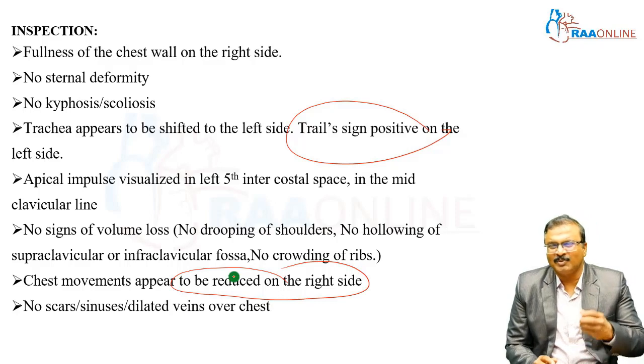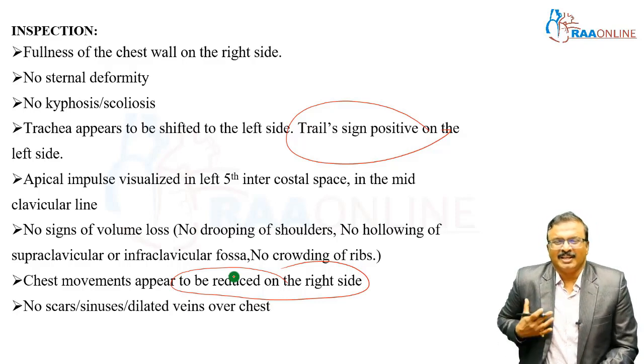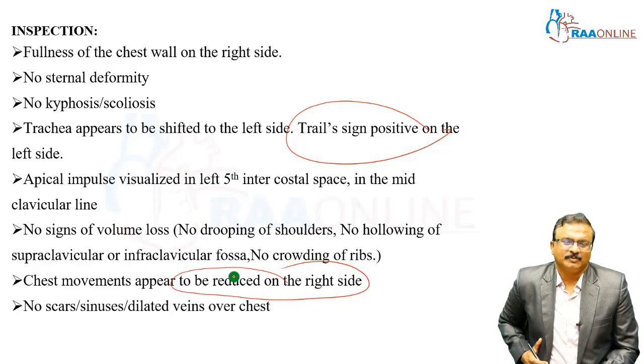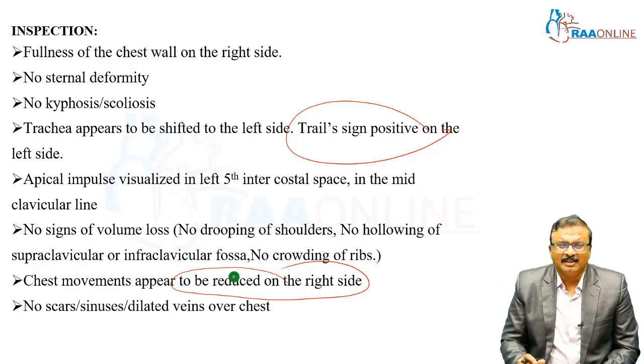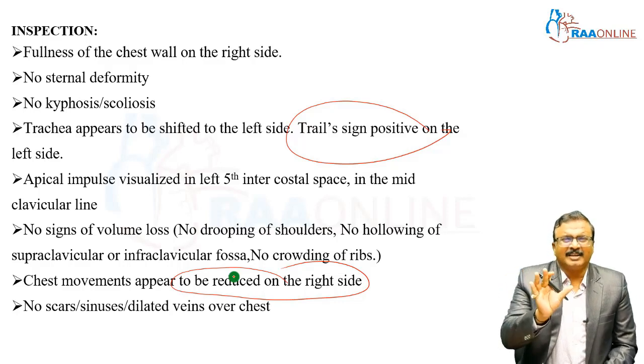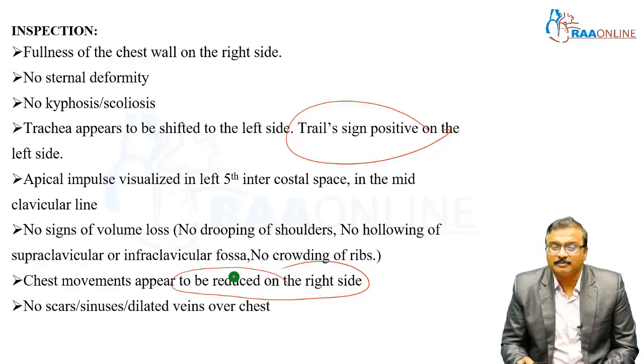Trail sign is positive on the left side, but movements are reduced on the right side. So, there is a pathology on the right side, any pathology which can push the trachea to the opposite side. That is the clue from inspection.